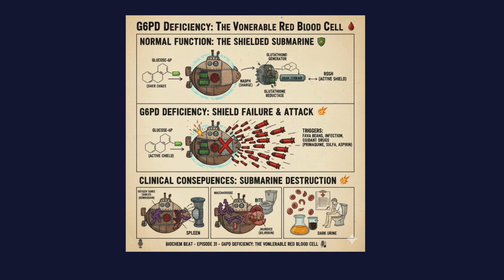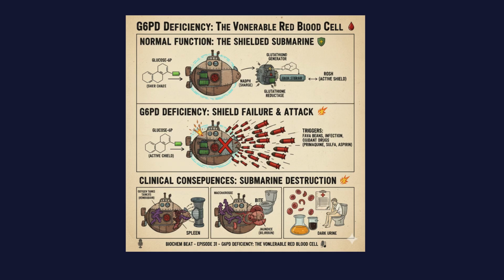So it's inherited, genetic. G6PD deficiency is an X-linked recessive disorder, meaning it's far more common and severe in males. The gene that makes the shield generator is defective. Most of the time the RBC operates fine because the level of oxidative stress is low.